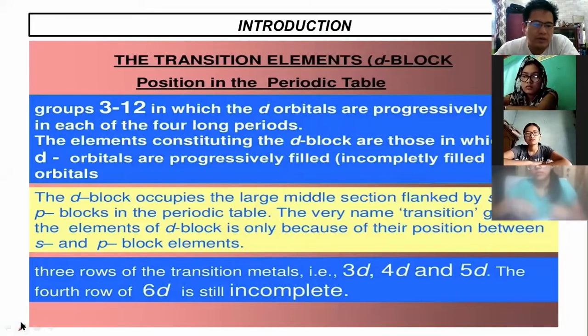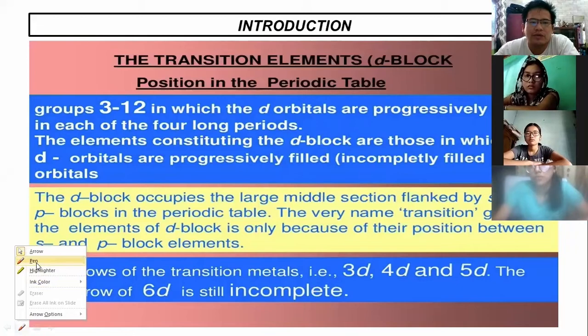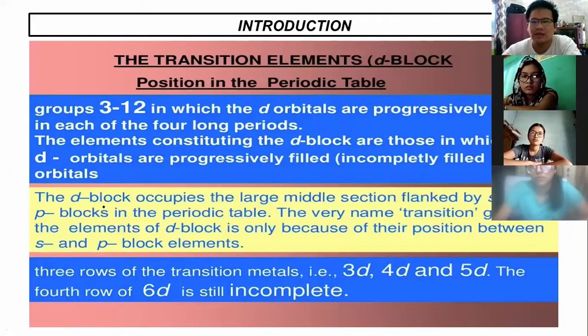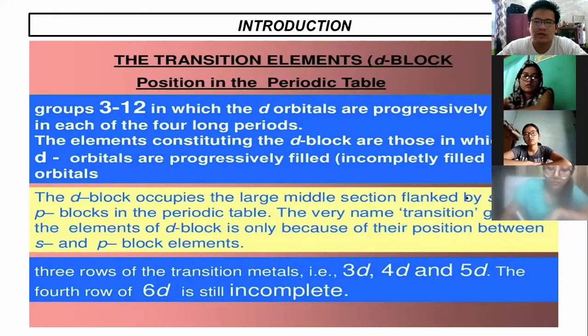Why are they called the d orbitals? Because the electrons are progressively filled up in the d orbitals, which is also called the penultimate shell. In the penultimate shell, the electrons are progressively filled up in the vacant d orbitals. The elements constituting the d block are those in which the d orbitals are filled up incompletely, and hence the name d block. They are also called transition elements because they are flagged in between the s block and the p block.